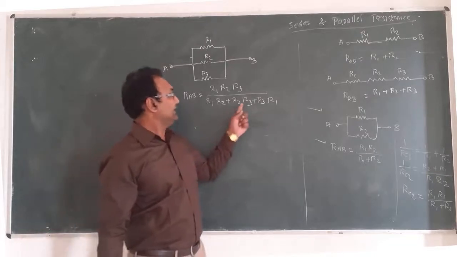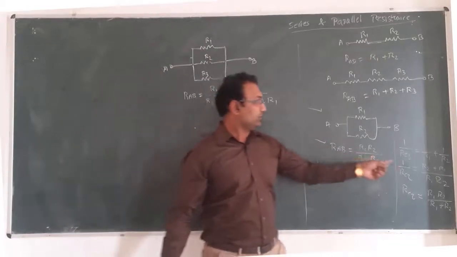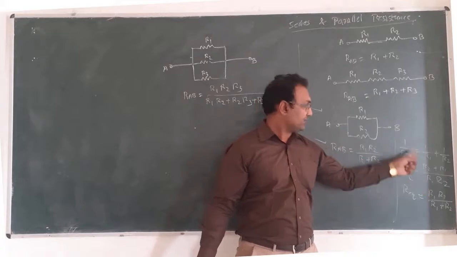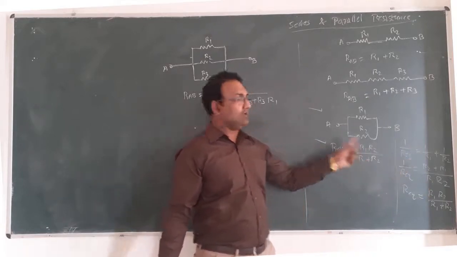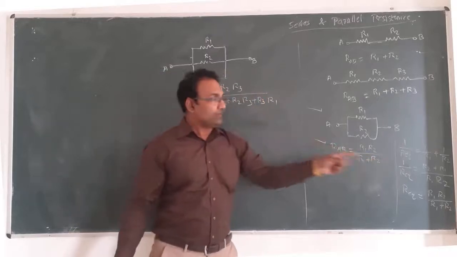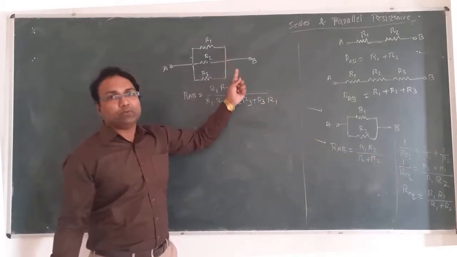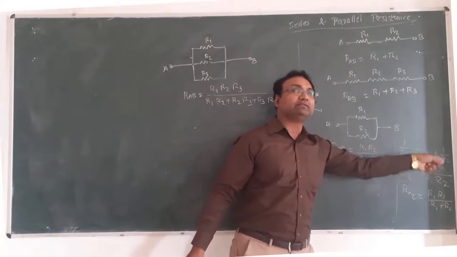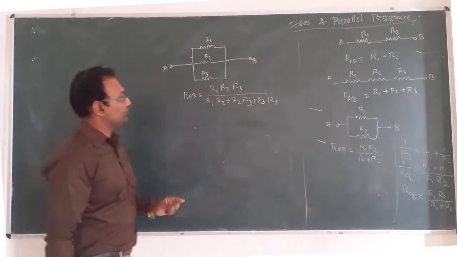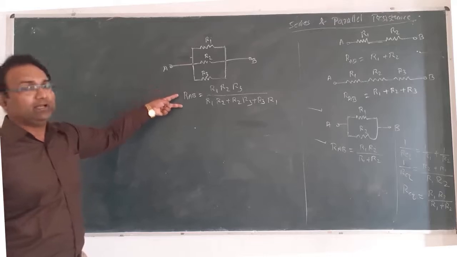Always remember this. If you have any confusion, you can go by the basic formula. In case of three resistances connected in parallel, how can we use that formula? That will be 1 upon R equivalent equals 1 upon R1 plus 1 upon R2 plus 1 upon R3. So this will be the answer.